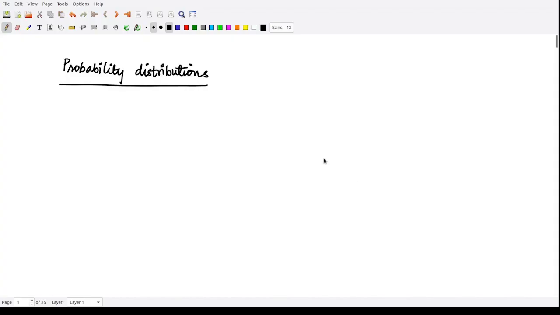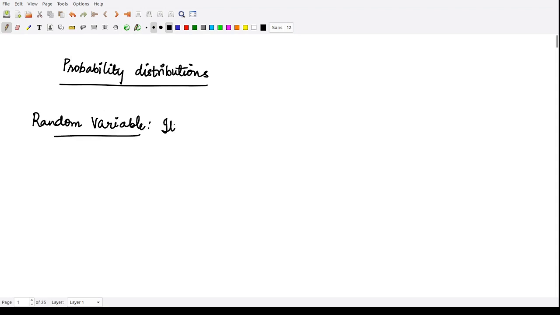Okay, so let us start with probability distributions. Before studying probability distributions, you should know what distributions are, and in fact we can start even from the basics. So this all starts with random variables. So what is a random variable?